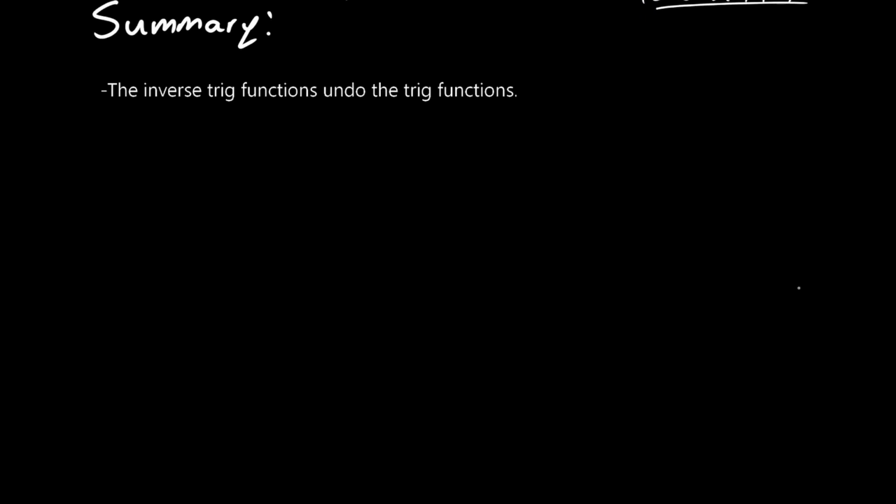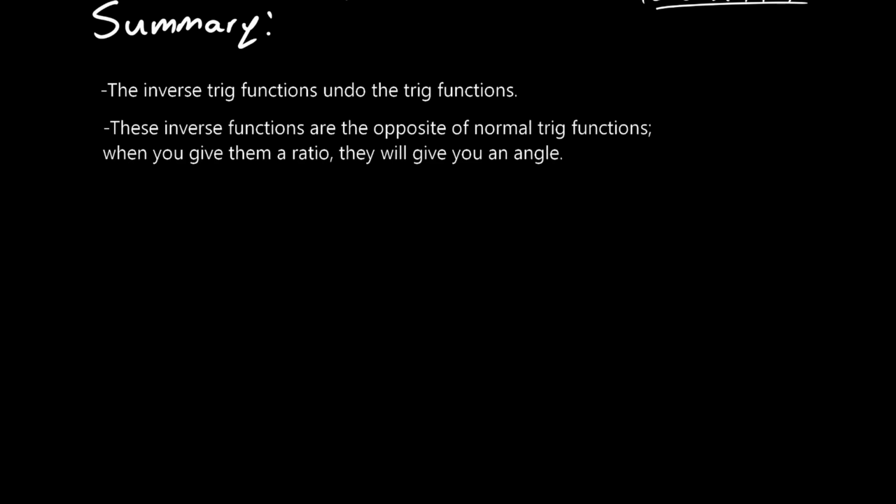So, for summary, the inverse trig functions undo the trig functions. These inverse functions are the opposite of normal trig functions, which means if you give them a ratio, they give you an angle. So contrary to normal ones, where you give them an angle and they spit out a ratio, this time if you give them a ratio, they'll give you an angle.